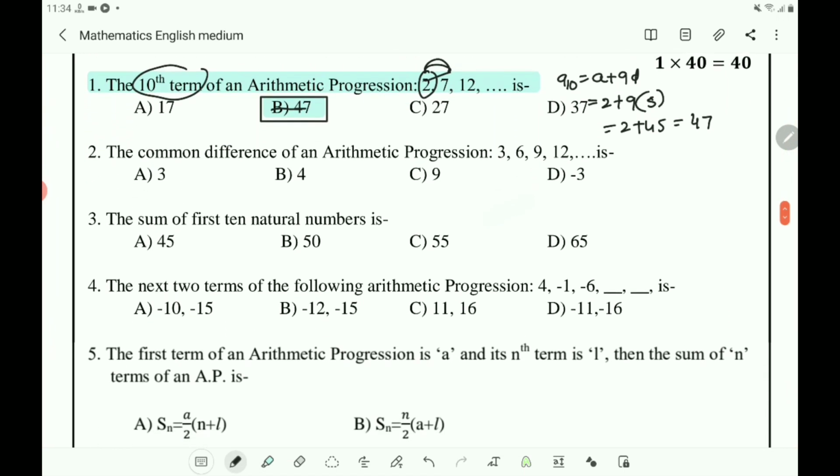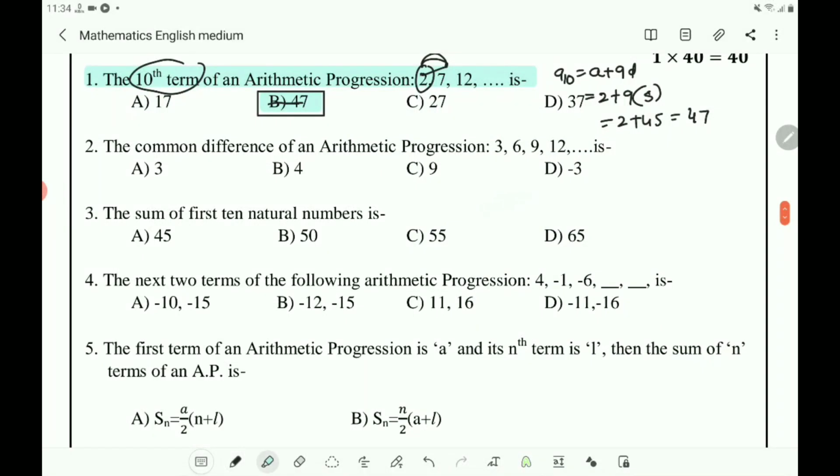Next, take question number 2. The common difference of the arithmetic progression 3, 6, 9, 12 and so on is. The common difference is the difference between consecutive terms. So directly you can take a2 minus a1, that is 6 minus 3, which is 3. So what is the answer here? Option A is the answer. Note down the answer, option A.